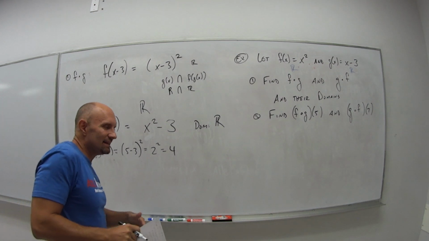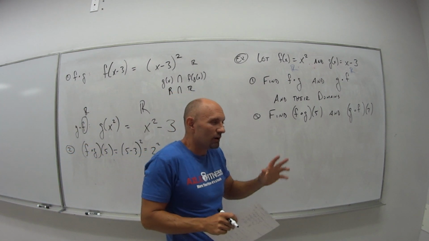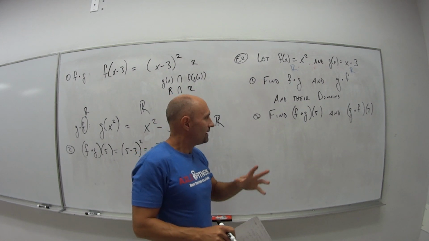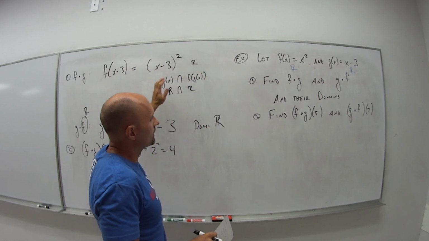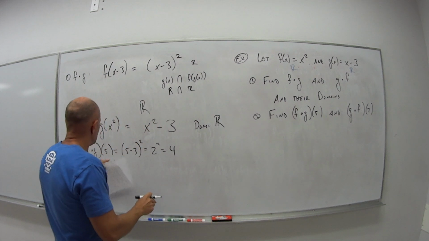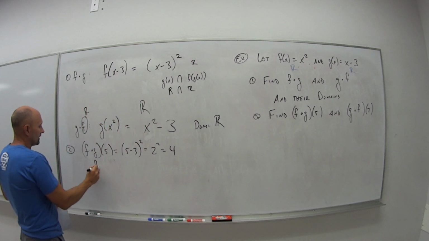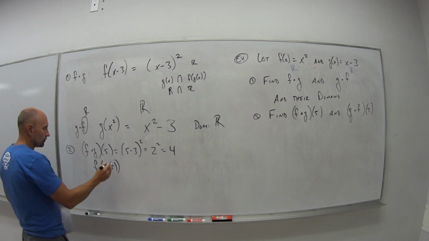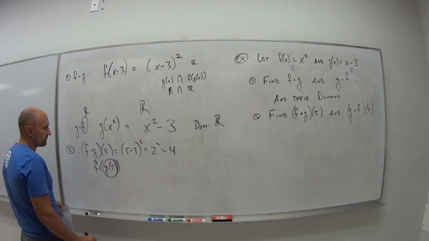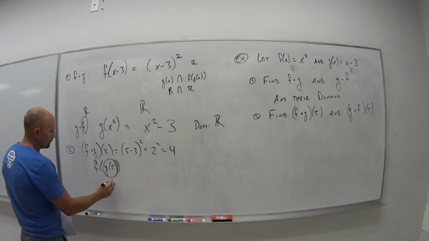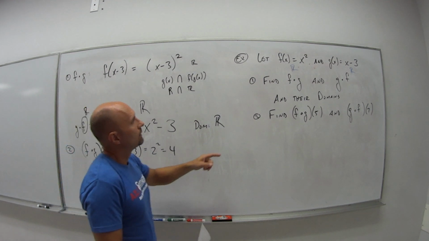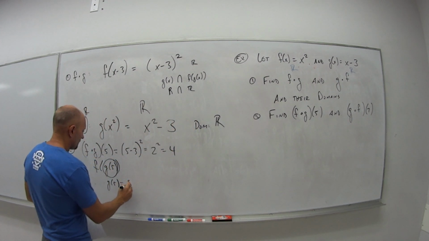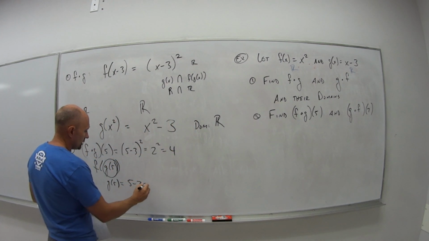But what if it didn't simplify nicely? What if f was an ugly function and g was an ugly function, and I couldn't simplify it to this? Well, what can I do? f of g of 5 is the same thing as saying f of (g of 5). So first, let me figure out g of 5. And g of 5 is what? Well, g of 5 would be 5 minus 3, which is 2.